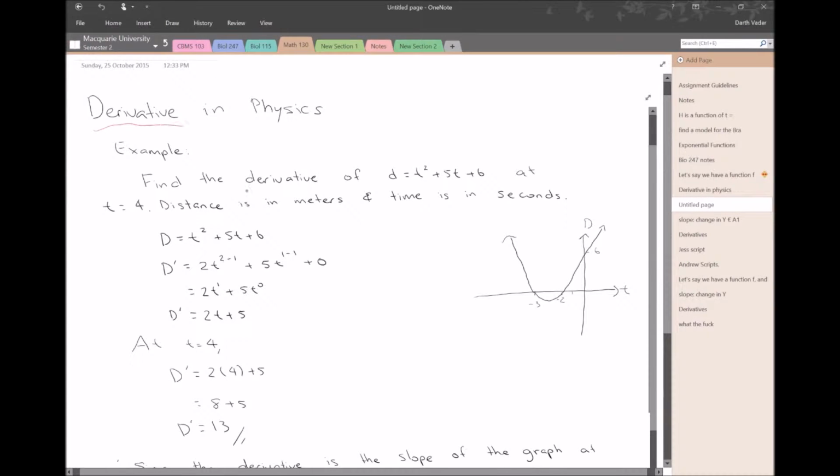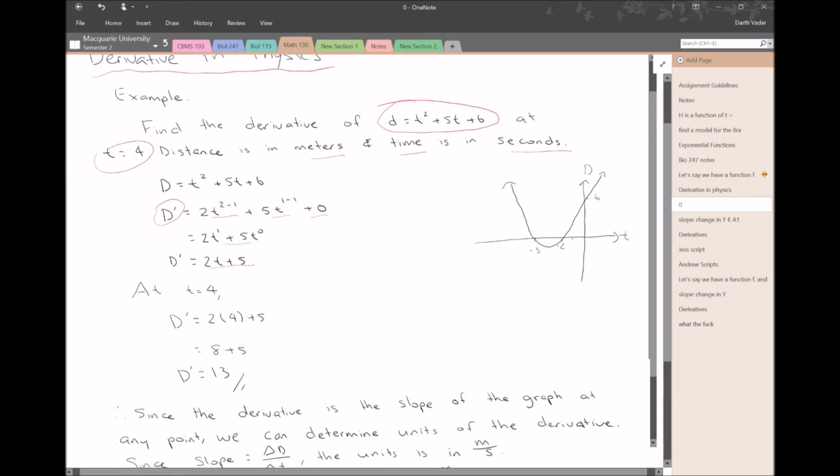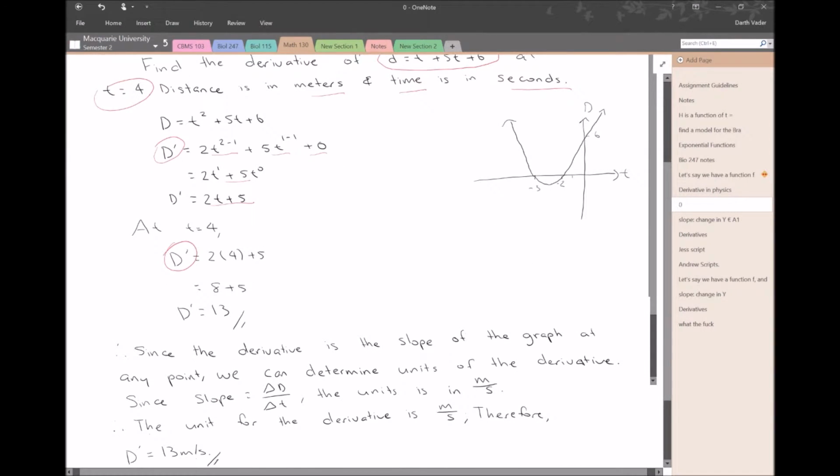An example for derivatives in physics is to find the derivative of d equals t squared plus 5t plus 6 at t equals 4, where the distance is in meters and time is in seconds. For d equals t squared plus 5t plus 6, the derivative of d equals 2t plus 5. At t equals 4, the derivative of d equals 2 times 4 plus 5 equals 13.